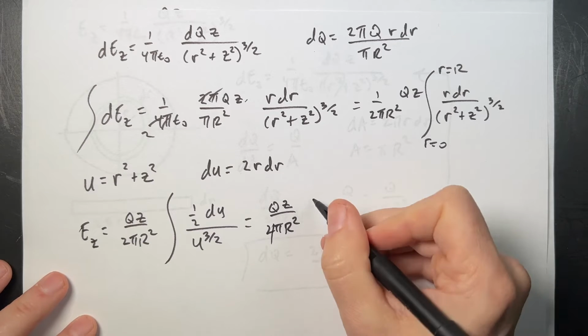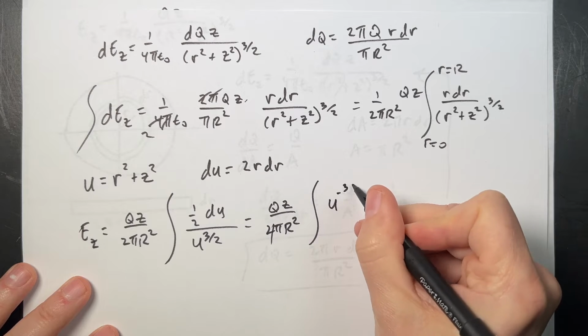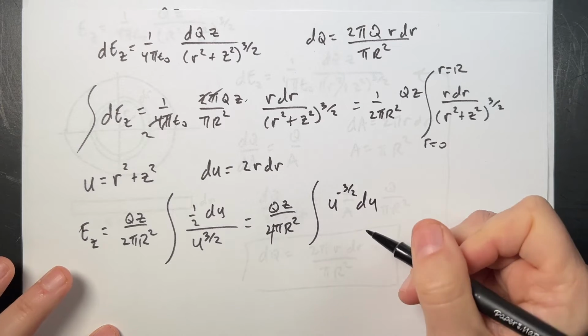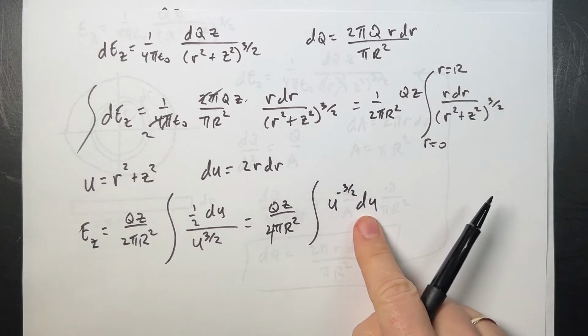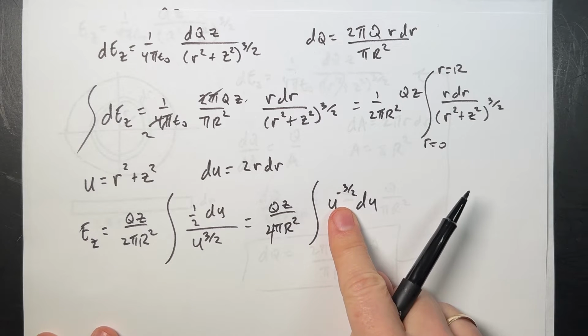I'll bring that out front. And then I'm going to write this as u to the negative 3/2 du. That's the way I like to think of it. Now I can use the power rule to integrate this, right? With the power rule, we integrate by adding 1 to the exponent and then dividing by that value.